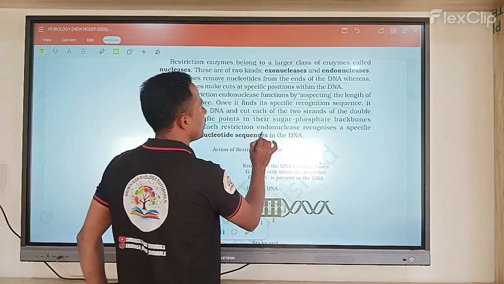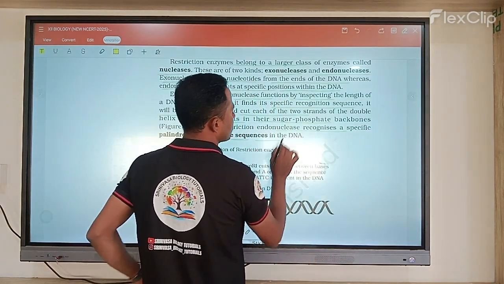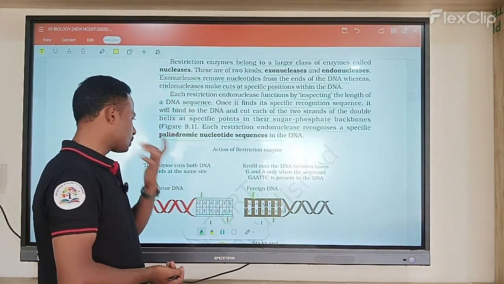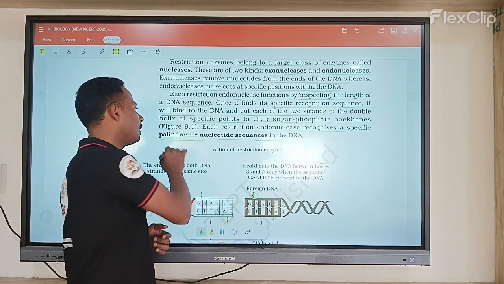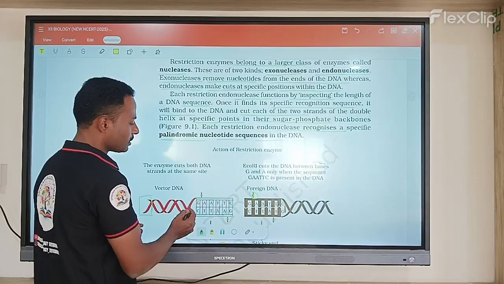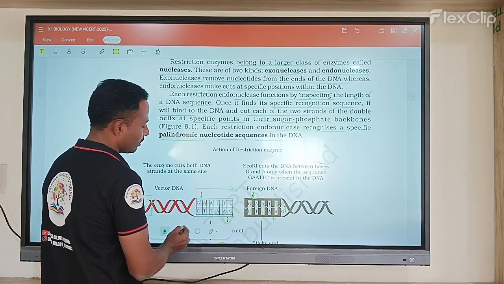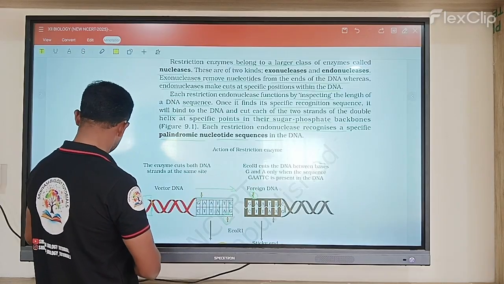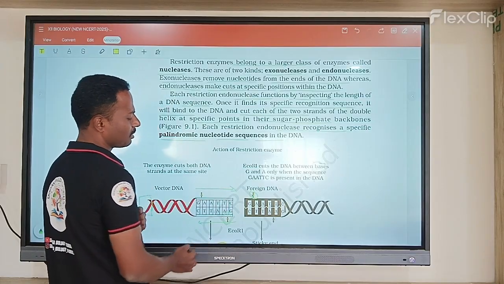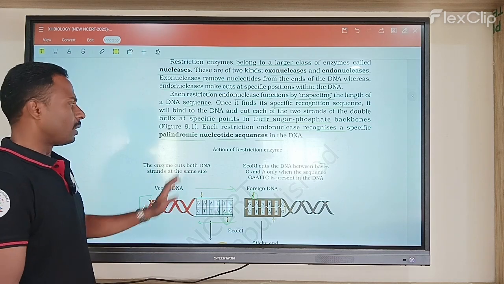Each restriction endonuclease recognizes a specific palindromic nucleotide sequence in the DNA. So when we cut the total DNA, the cut happens at what? A palindromic sequence of the DNA. What is a palindromic sequence? Here, the backward reading and the forward reading are both the same. That is a part of a palindromic sequence.